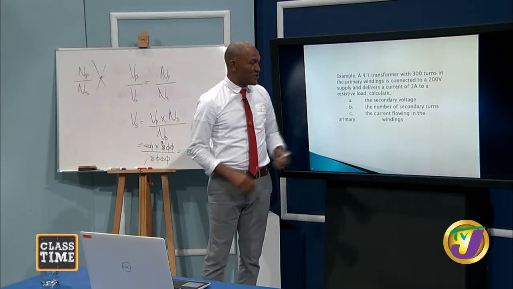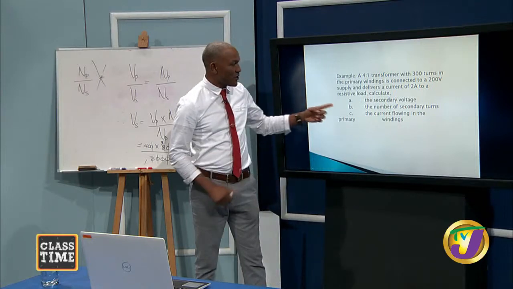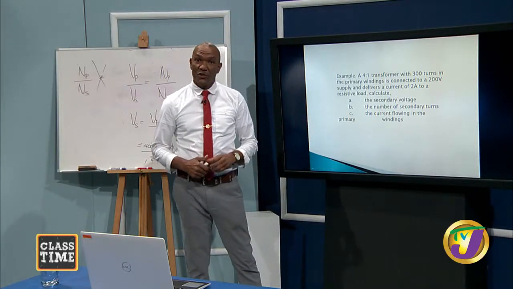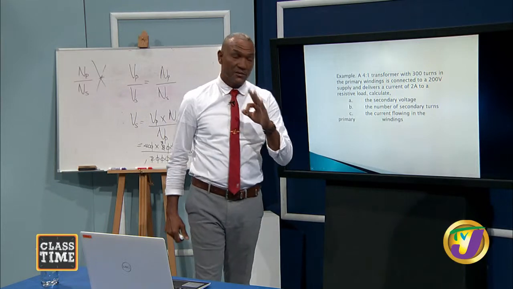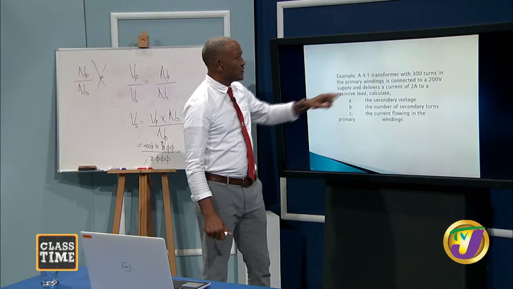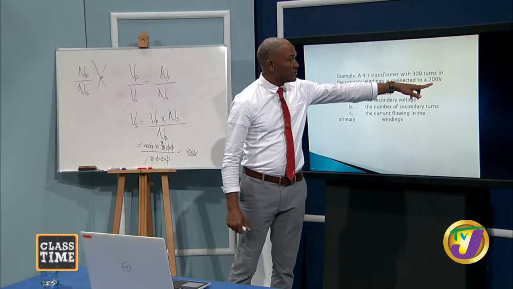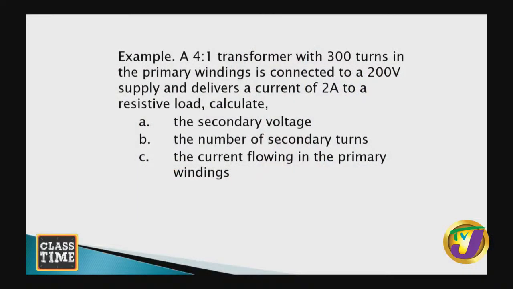Calculate the secondary voltage, calculate the number of turns in the secondary, and calculate the current flow in the primary windings. So we are asked to calculate 3 things. But you're given a ratio. You're given the number of turns in the primary, the primary voltage, and the current flowing in the secondary coil.